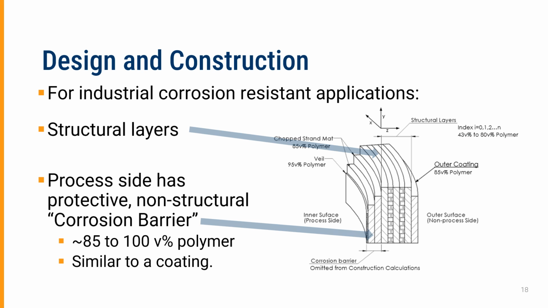Now 43% polymer means that, of course, you've got 57% reinforcement by volume in the FRP. That's a very, very high strength system, and they're also relatively uncommon because they're fairly difficult to make.